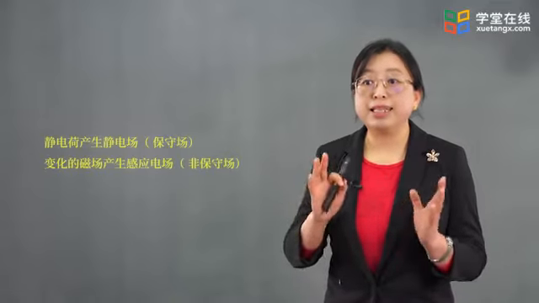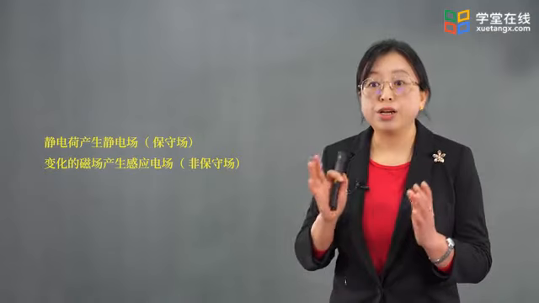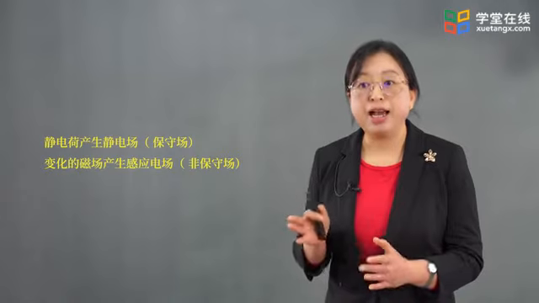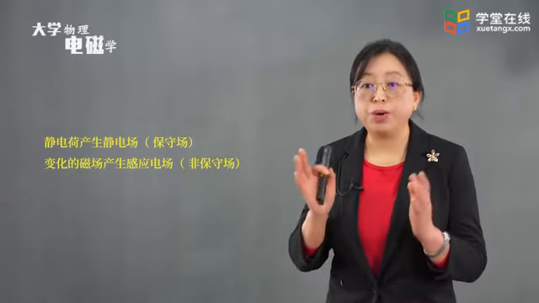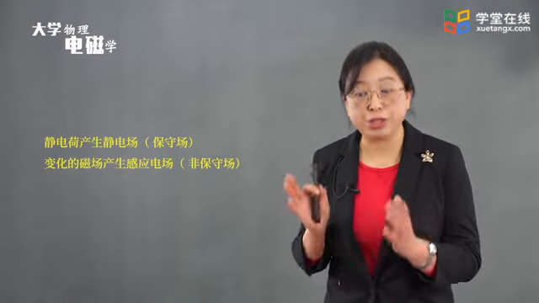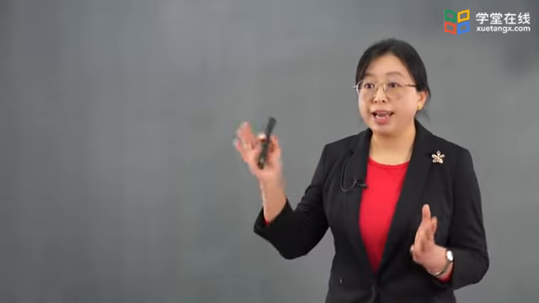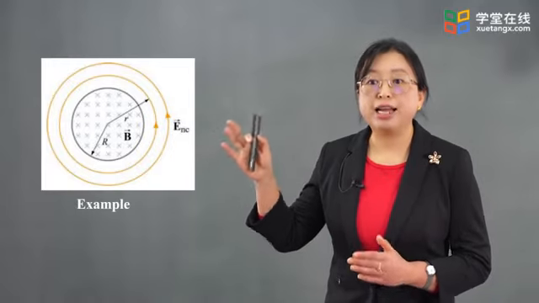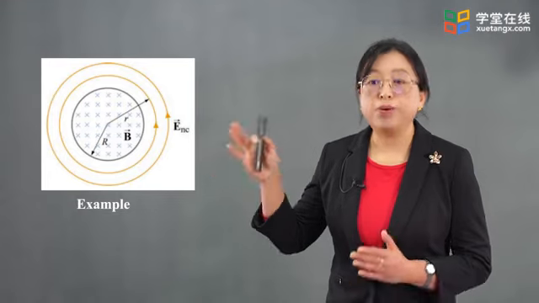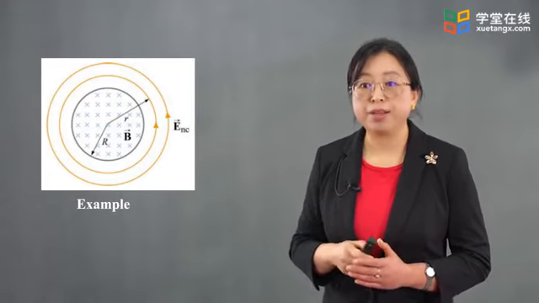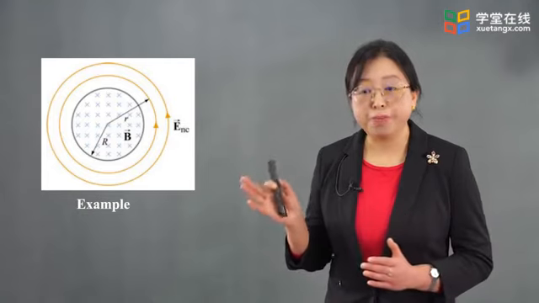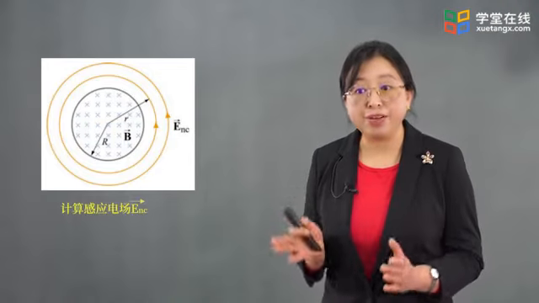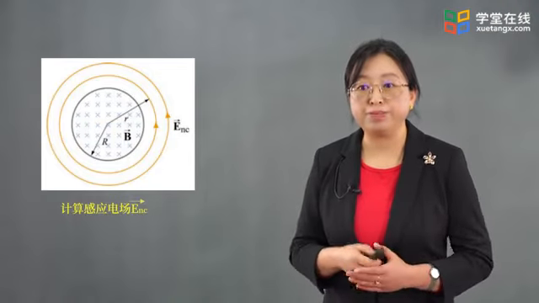Therefore, we must distinguish between the induced non-conservative electric field resulting from the changing magnetic field and the conservative electric field which is produced by the stationary electric charges. As an easy case, let's consider a uniform magnetic field which points into the page and is confined to a circular region with radius R as shown in the figure. Suppose the magnitude of B increases with time. Let's find the induced electric field everywhere due to the changing magnetic field.